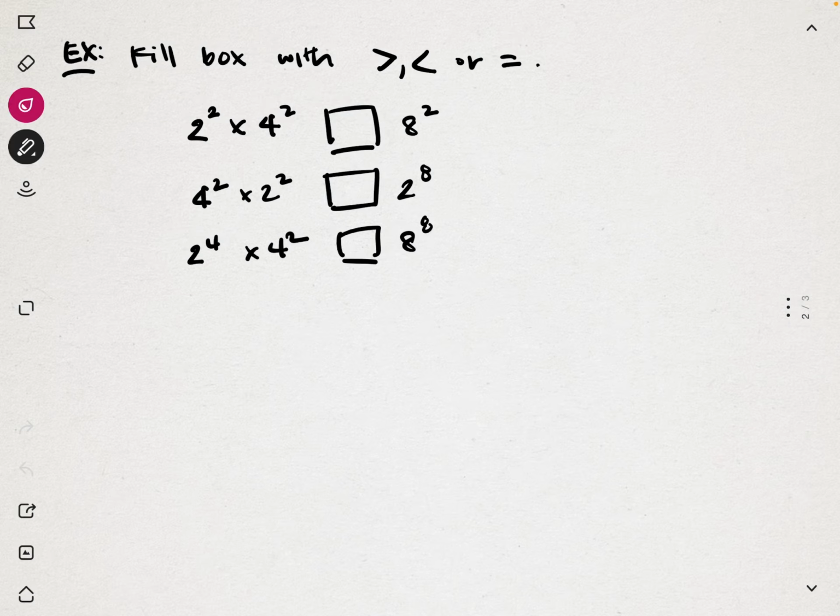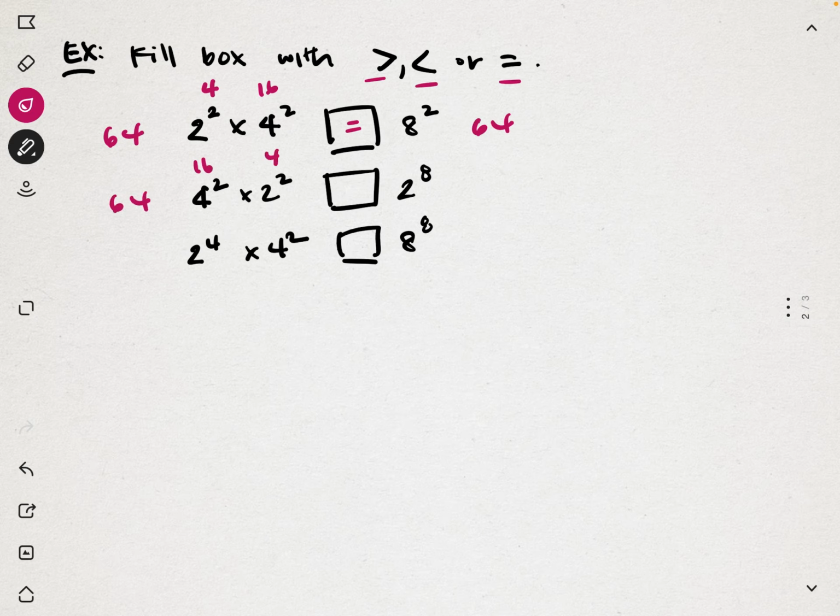Okay, so for this one, it's just asking you to put in the correct symbol. So we're looking at greater than, less than, or equal to. If we're going to do this, we can just multiply these things out. So 2 squared is 4. 4 squared is 16, so 4 times 16 is 64. And then 8 squared is also 64, so this is going to be an equal. 4 squared again is 16. 2 squared is 4, so this is 64 again.